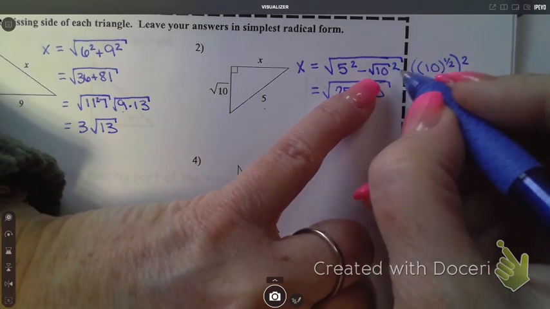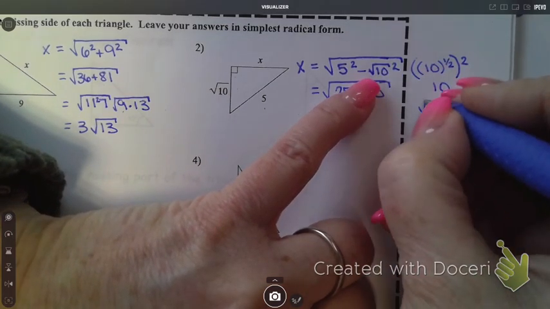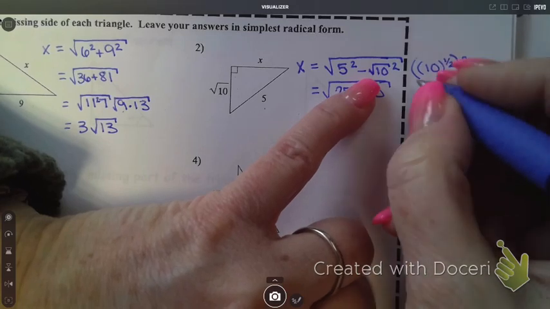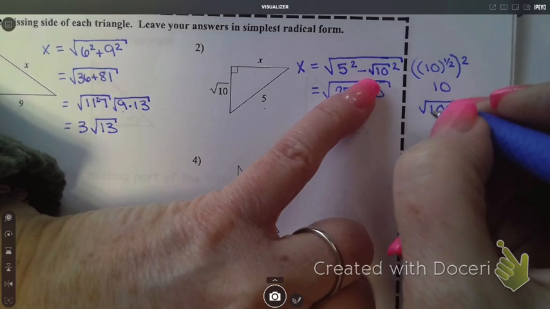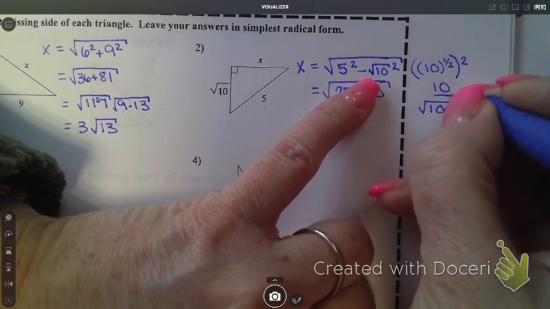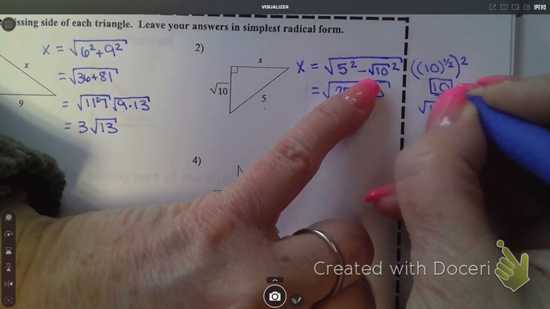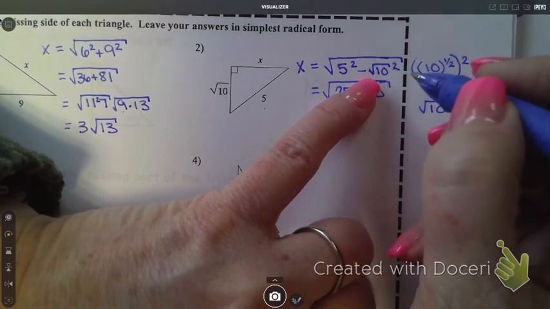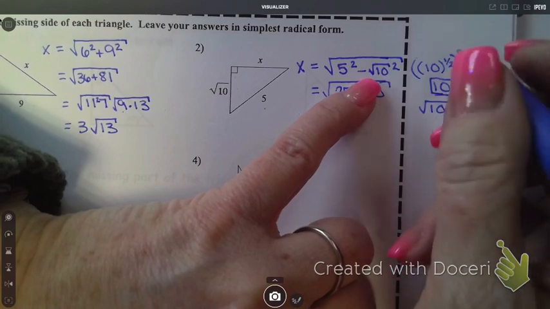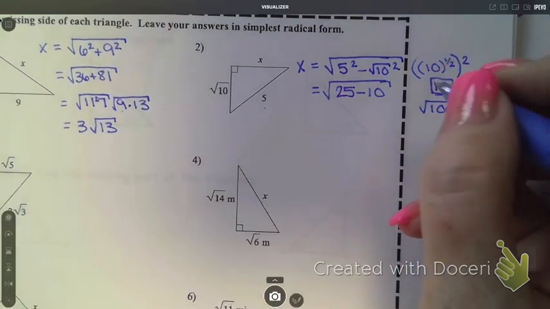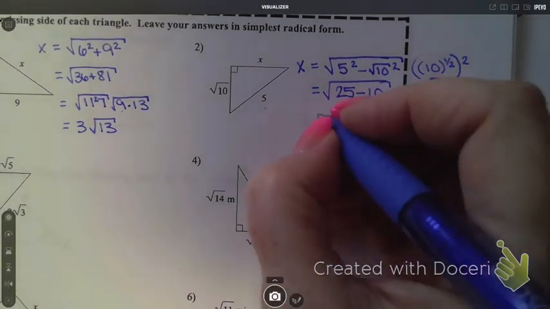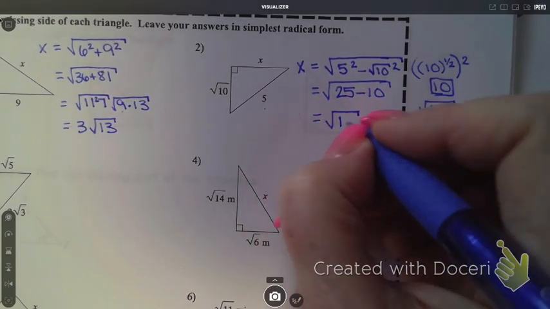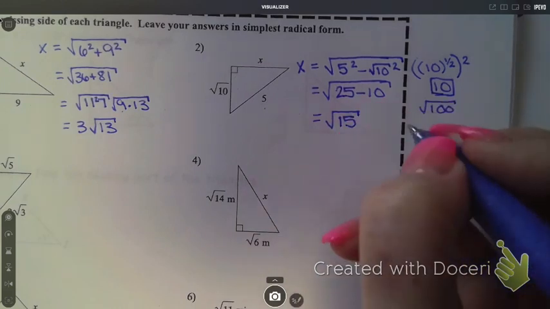Another way to look at it. Square root of 10 squared. Well, what's 10 squared? 10 squared is 100, yes? What's the square root of 100? 10. So either way, the answer is what? 10. So do we like to see the square root squared? Yes. Do we like to see the cube root cubed? Yes. Okay. So 25 minus 10 is 15. Do we even have to think about this one? No, because it's 3 and 5 and we're done.